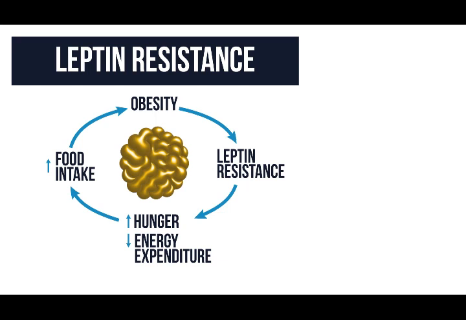When you have obesity, the problem is you will develop leptin resistance and you will have increased hunger and decreased energy expenditure, which will lead to increased food intake again and leading to obesity, and that would be a vicious cycle. So leptin resistance is one of the main issues that we face in obesity.